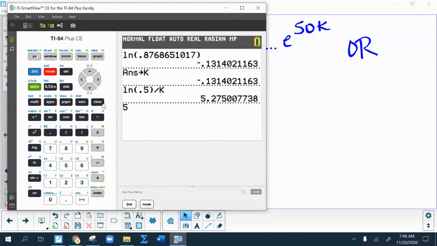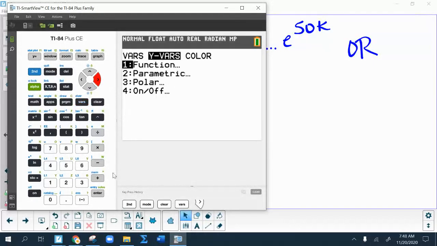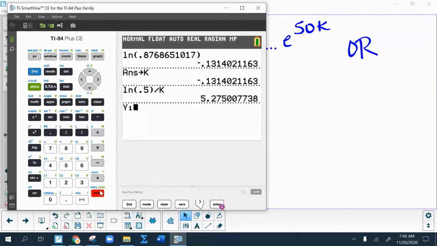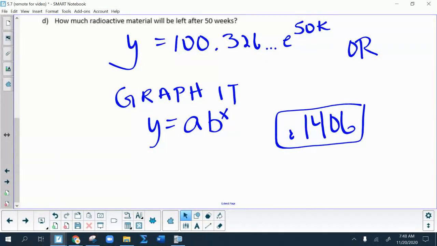You could also do it this way. From the home screen, you could go to vars, yvars, function, y1, and then you have the calculator figure out y1 of 50. So this is like f of 50 basically is what you're doing. And you get that same answer of 0.1406. All right, hope that makes sense. Go back and rewatch it if you need to.